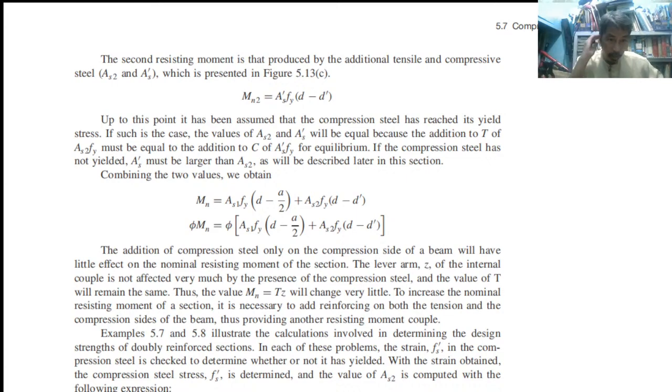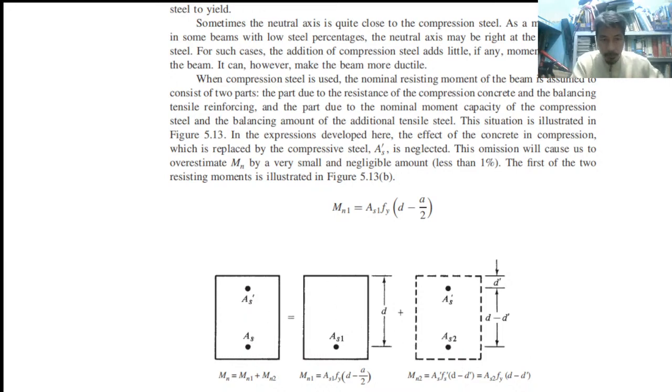It's clear enough. We just have to add the moments. If you are looking for MN, that means MN1 plus MN2. We are just talking about the couple of steel. The ordinary singly reinforced computation is the first, and this is now the additional. So in order for us to analyze it properly, we use this one and this one.